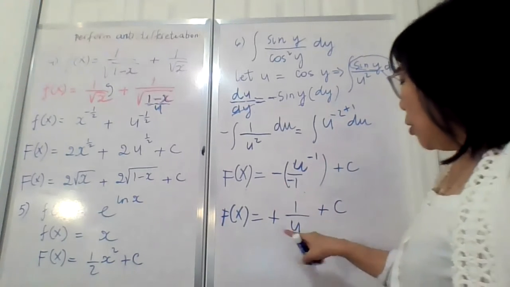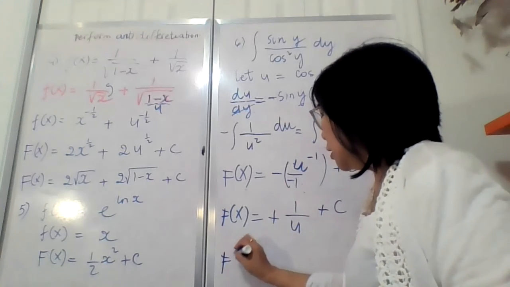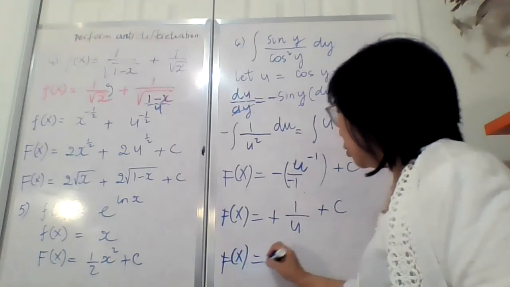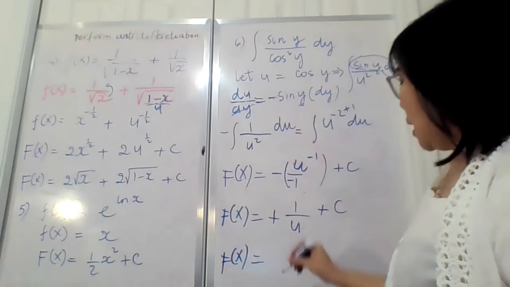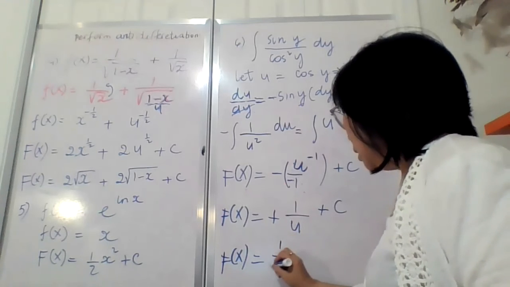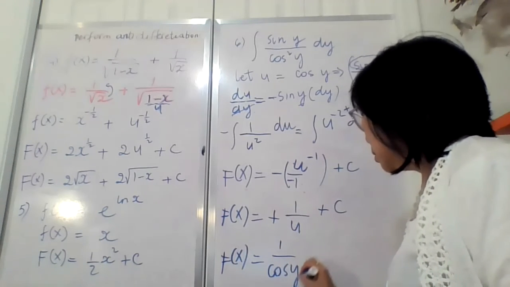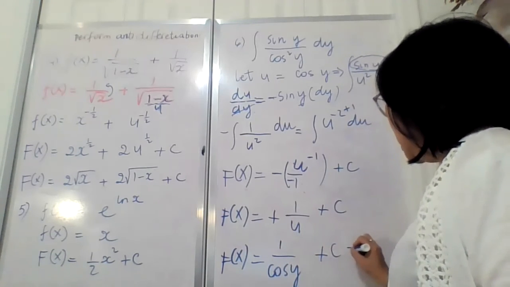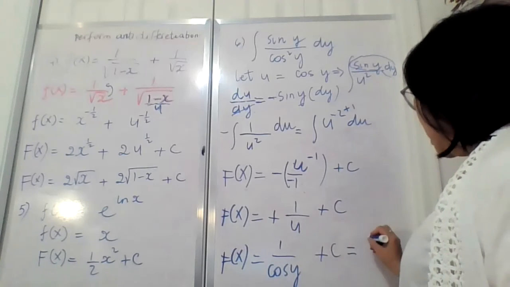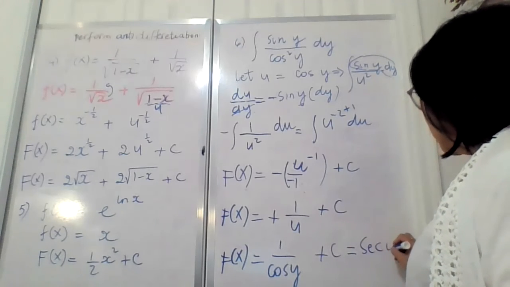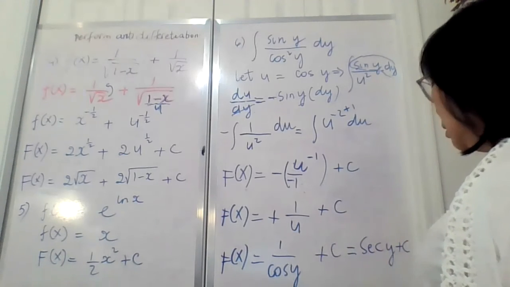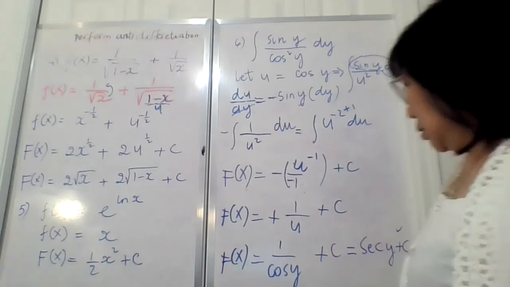At this point, I can substitute back for u. We said let u equal cos y. So that equals 1 over cos y plus c. And 1 over cos y is the same as secant y plus c. So we're done with this question.